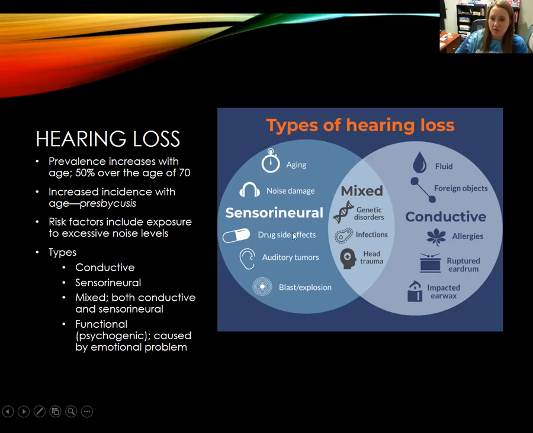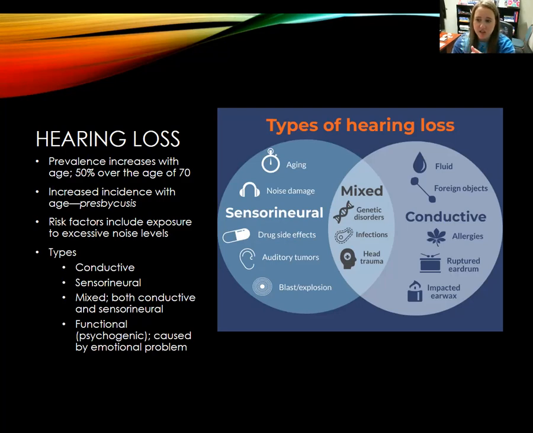So we have sensorineural hearing loss. This is caused by damage to the cochlea or the vestibulocochlear nerve. This can occur with aging and noise damage. If you listen to really loud noise, like me as a teenager listening to my music really loud, I probably have a little bit of sensorineural hearing loss. Drug side effects, which we'll talk more about when we cover ototoxic drugs, tumors, and blast explosions. If someone has been around a large explosion, this can cause sensorineural hearing loss.